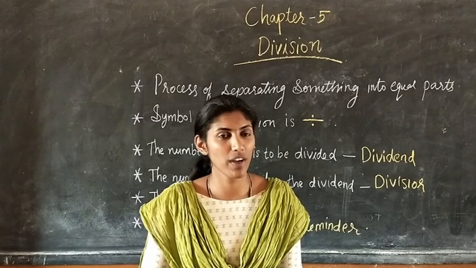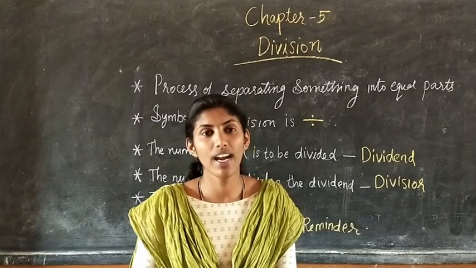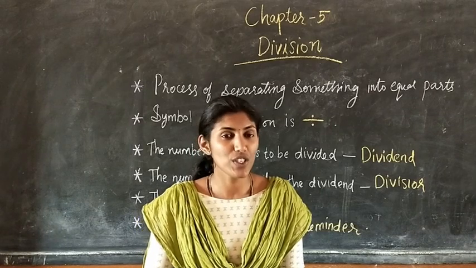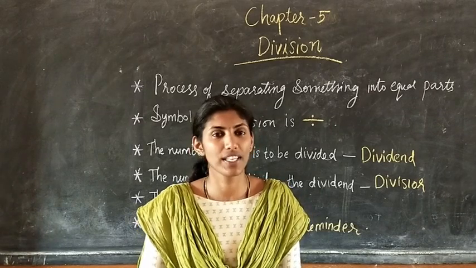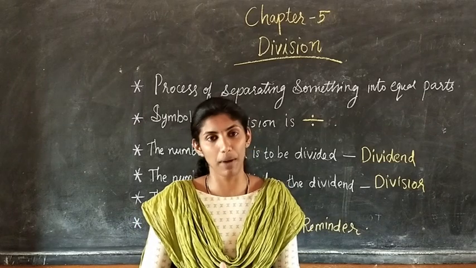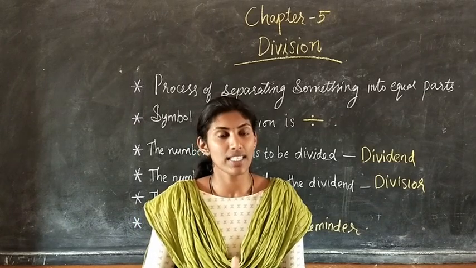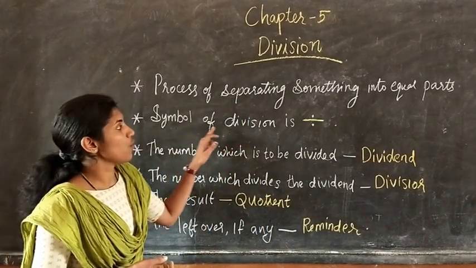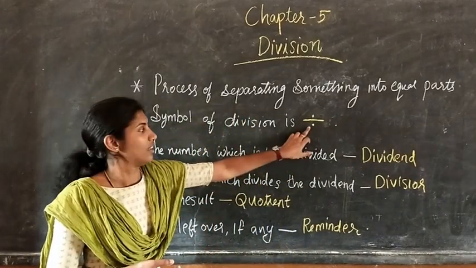Today we are moving to our next chapter, chapter 5, division. Do you know what is a division? Yes, division is a process of separating something into equal parts. We are dividing something into equal parts. Then the symbol of division is this one.